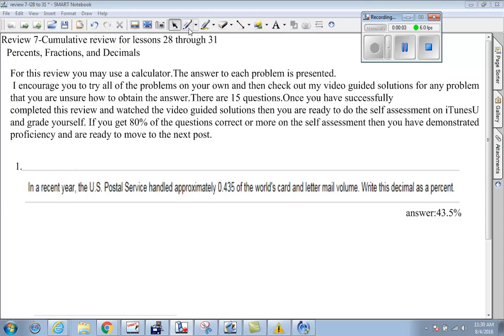Okay, welcome back. So this is review 7, your cumulative review for lessons 28 through 31, with a heavy focus on percents, fractions, and decimals. I remind you that for this segment we are allowed to use a calculator, and there will be a lot of financial applications, so that's why we're going to use the calculator.